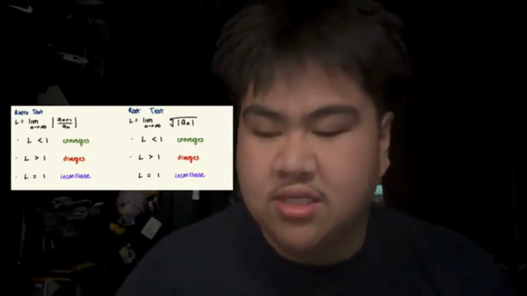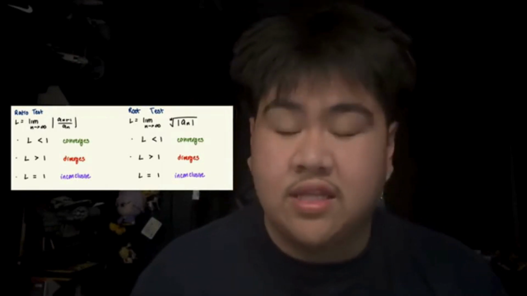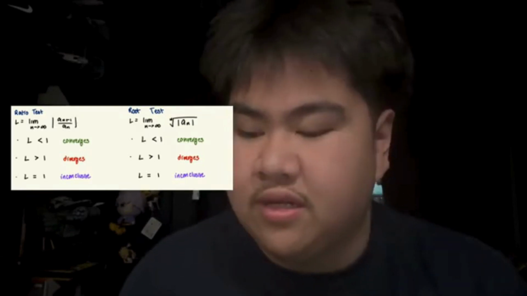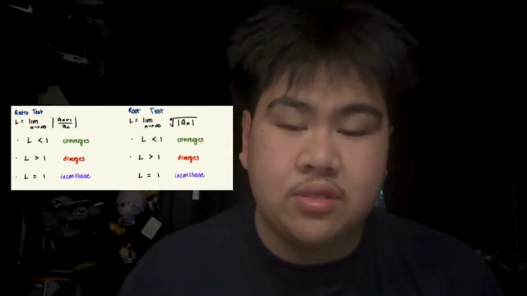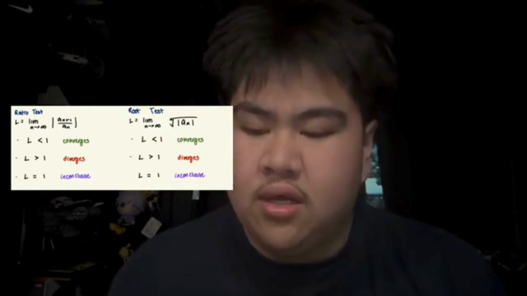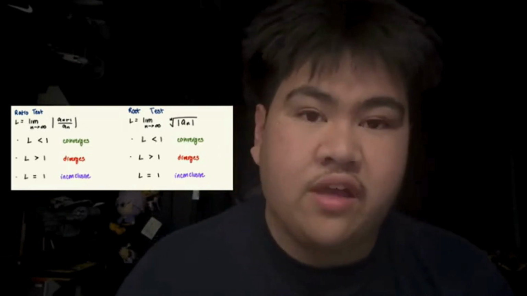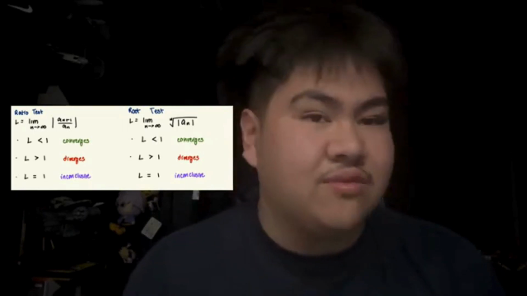We have the ratio test. Here you take a_(n+1) over a_n and take the absolute value of that. Then you take the limit as n approaches infinity. For the root test, it's pretty much the same test. You're just doing a different limit: the limit as n approaches infinity of the nth root of the absolute value of a_n. If L is less than 1, then it's going to converge. If L is greater than 1, it diverges. If L equals 1, it's going to be inconclusive.